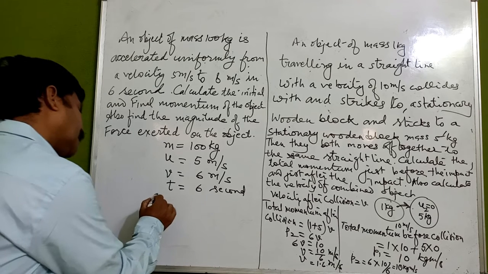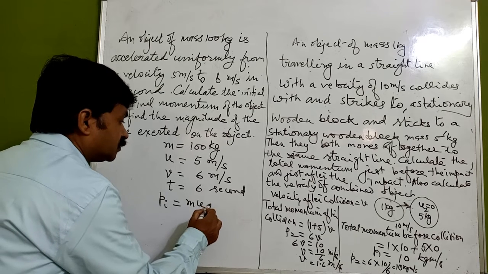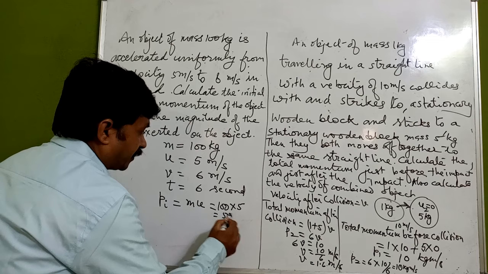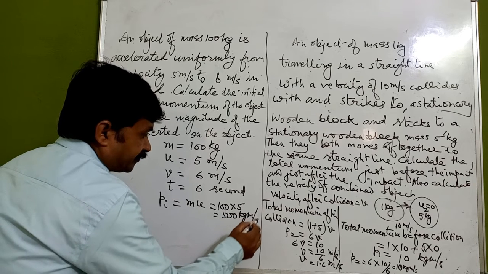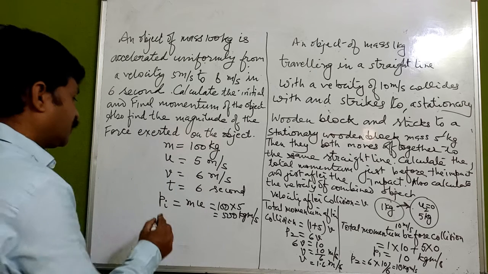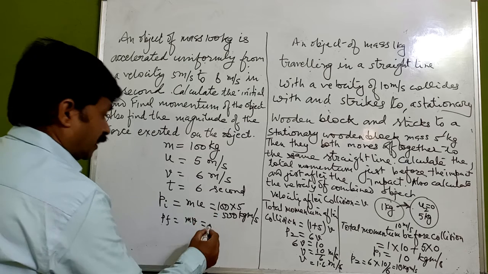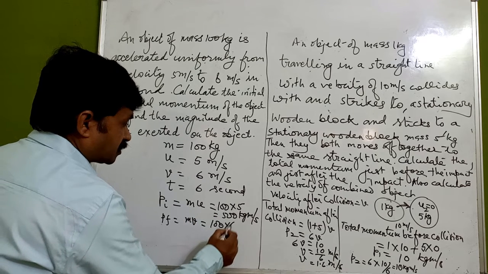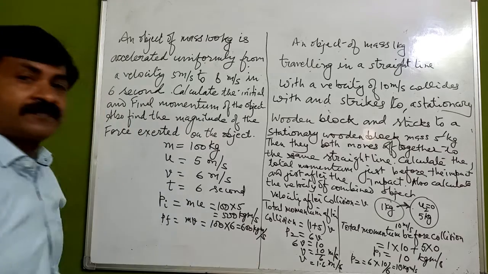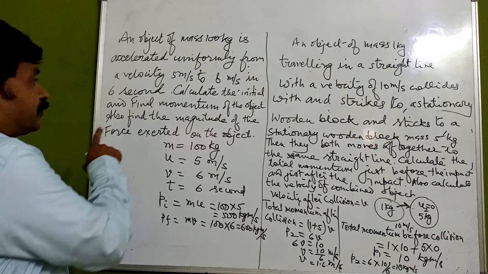Now we can say initial momentum, that is Pi, which is going to be m into u, which is 100 into 5, that is 500 kg meter per second. This is the initial momentum which we have got, and the final momentum Pf is m into v, that is 100 into 6, which is going to be 600 kg meter per second.